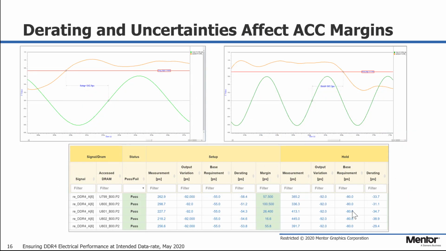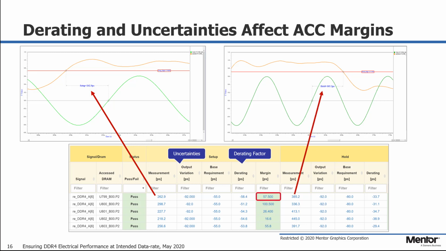Finally, to calculate the worst case setup margins for an address net at a pin, you will need to make the setup measurement between clock and the signal, subtract the derating factor and uncertainties at the controller to determine the final worst case margin. The same calculation needs to be made for hold margins as well.